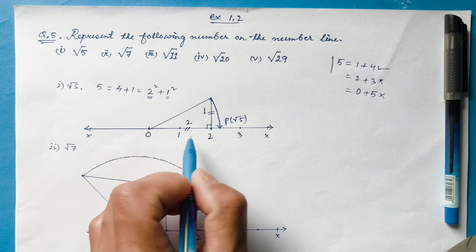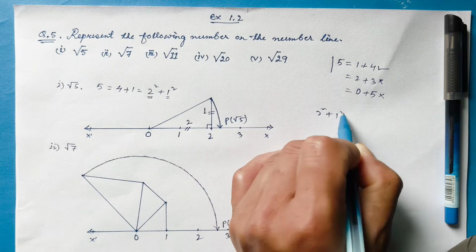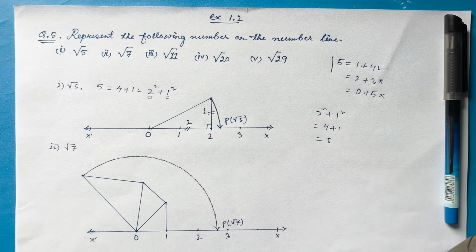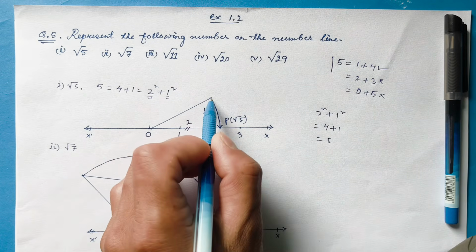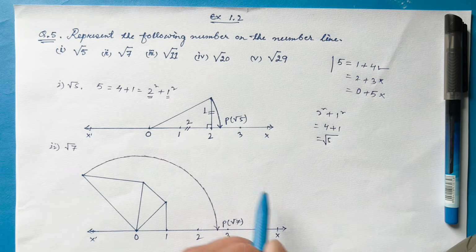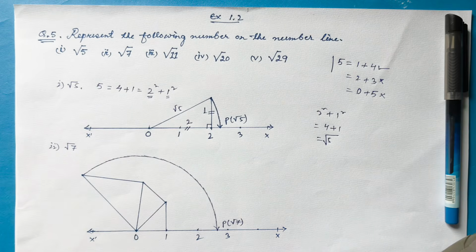We can write here 2 square plus 1 square. 2 squared is 4, 1 squared is 1. 1 plus 4 is 5. Then the hypotenuse squared becomes the square root, so this distance is equal to root 5. I think you will understand.